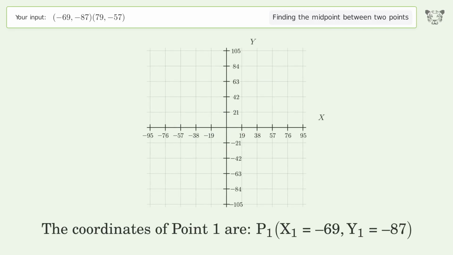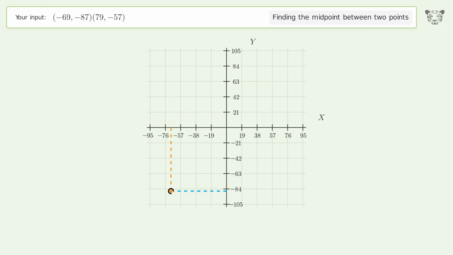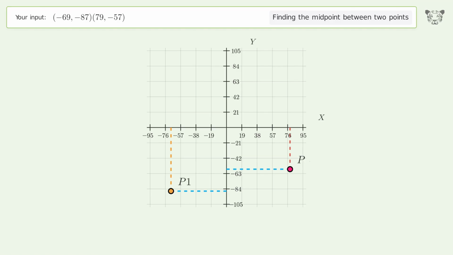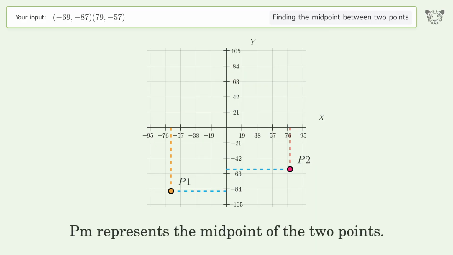The coordinates of point 1 are x1 equals -69, y1 equals -87. The coordinates of point 2 are x2 equals 79, y2 equals -57. PM represents the midpoint of the 2 points.